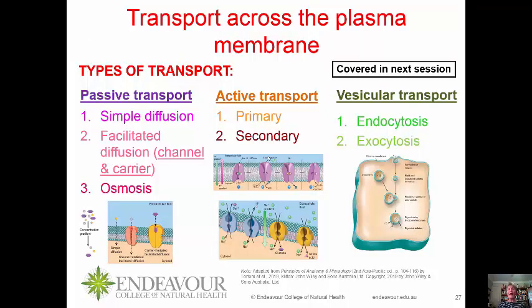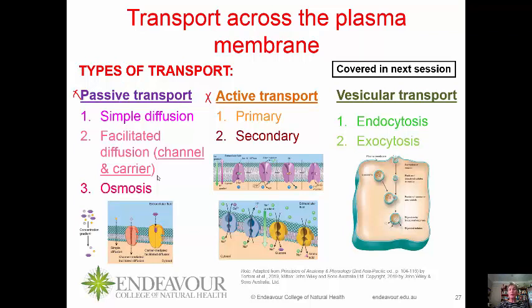So now let's look at how things are transported across the membrane. Now there are three types of transport. You have passive transport, you have active transport, and you also have vesicular transport. Now vesicular transport will be covered in the next session. So this session we're only going to do passive and active.